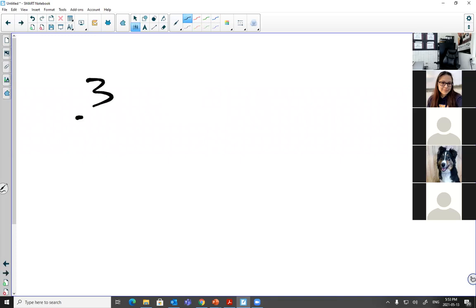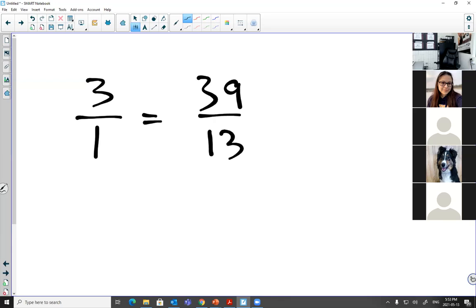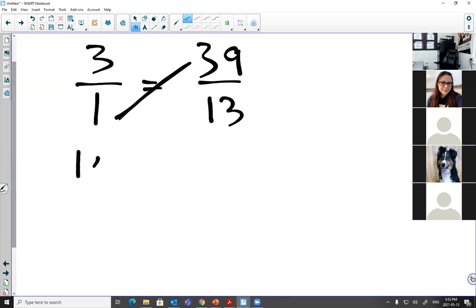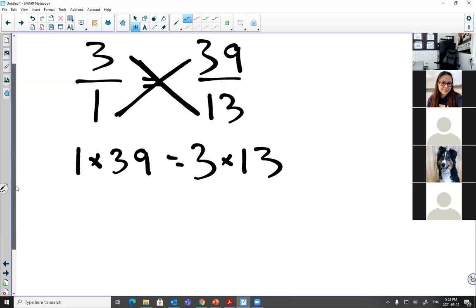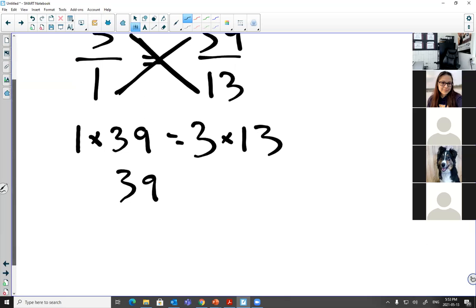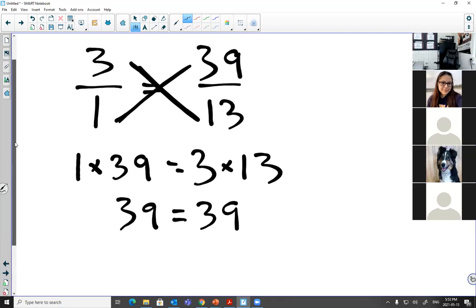Okay, so 3 is over 1, right? And what was the other one you said? Was 39 over 13, right? Okay, here's the deal. You can check to see if those are equivalent by cross multiplying. So I want to multiply 1 times 39, and multiply 3 times 13. 1 times 39 is 39. 3 times 13 is 39. So, according to Eric, and he's right, those two fractions are equivalent.